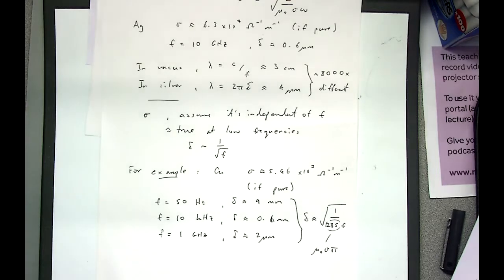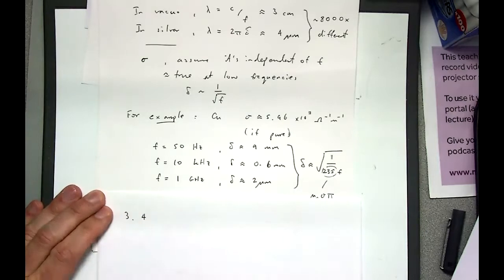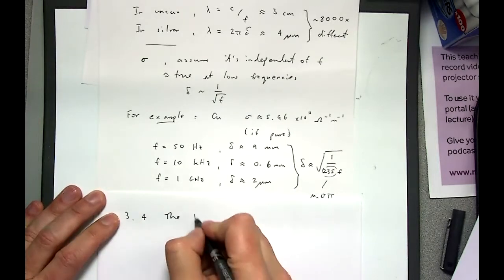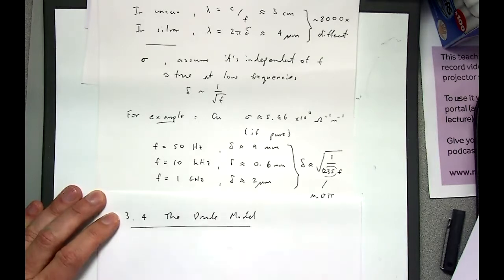So, shall we dive in? So we should look at the motion of electrons in a conductor, and this is what we're going to call the Drude Model, after its inventor. Okay.